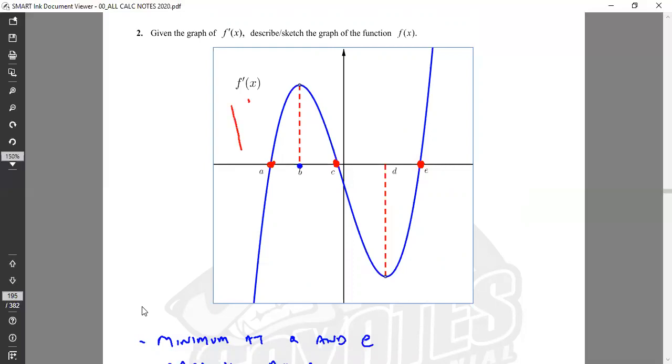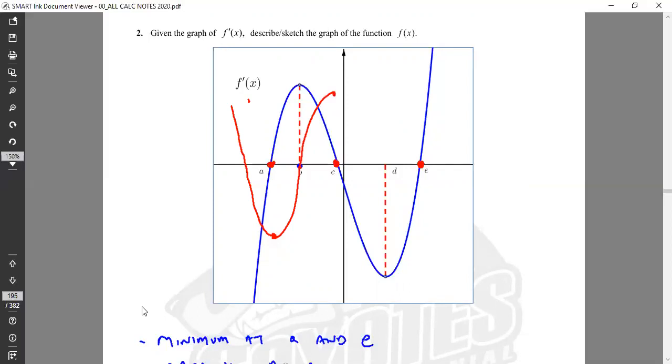It is decreasing until we get to A because our first derivative is negative. From A to B, it is now increasing because it has a positive slope. From B to C, it is still increasing, but because our first derivative is decreasing, that means it's now changed to concave down, sorry.